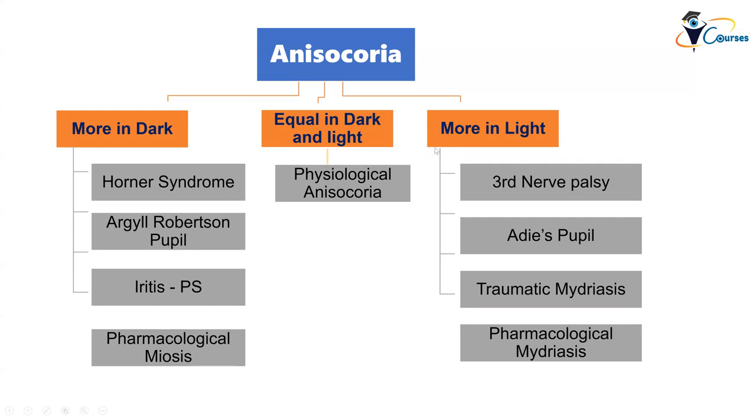Anisocoria more in light occurs more in third nerve palsy, Adie's pupil, traumatic mydriasis, or pharmacological mydriasis, such as in a patient who receives atropine. So for Horner syndrome, Argyll-Robertson pupil, and Adie's pupil, we will discuss them now. And the third nerve palsy will be discussed in the strabismus lecture.